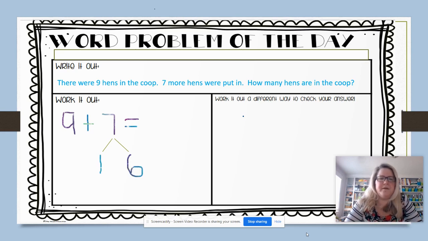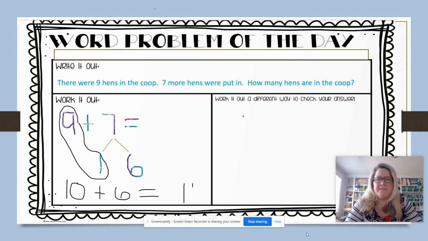Now that I've broken my 7 into a 1 and a 6, I can now make a 10 using the 9 and the 1. So now I've made a 10 and I've combined those 2 numbers to make 10. So I'm going to say 10. And then I have the remaining 6 from the 7. It's plus 6 to equal 16. So now I'm going to try a different strategy to work out the problem, a different way to show a different strategy. And it says to check your answers, which is a good idea.